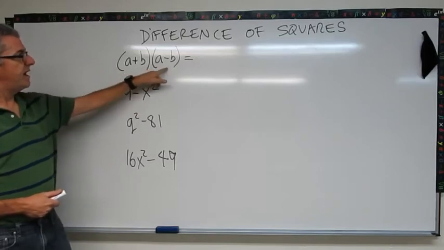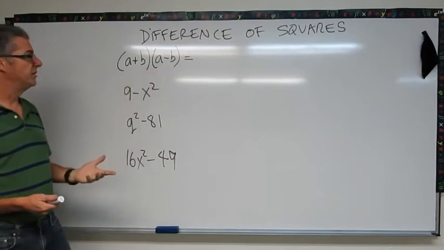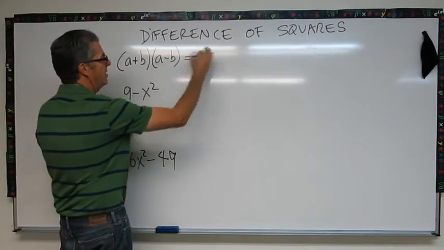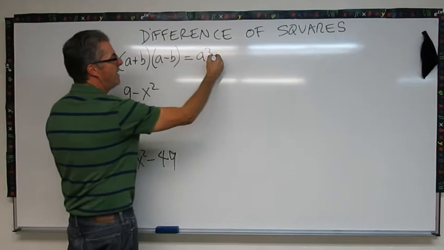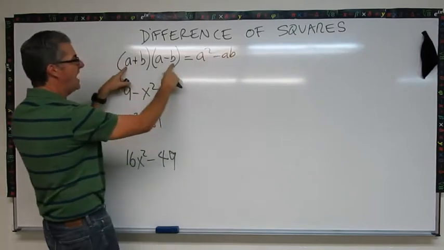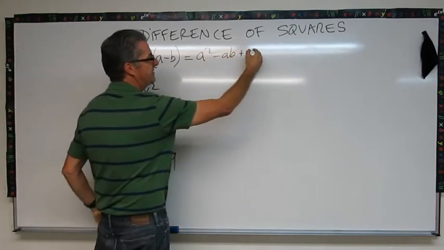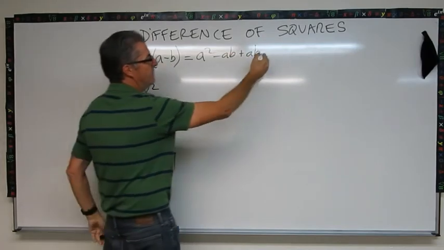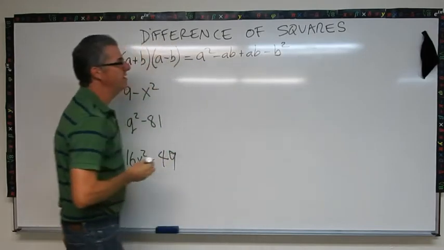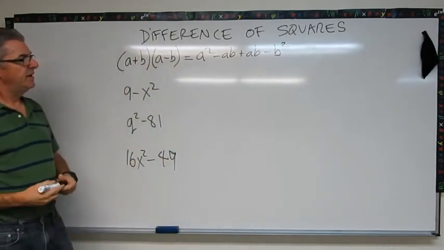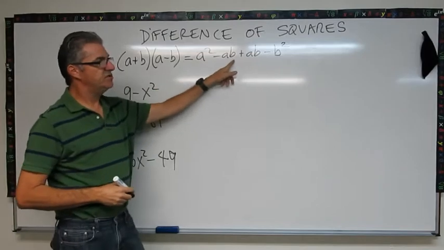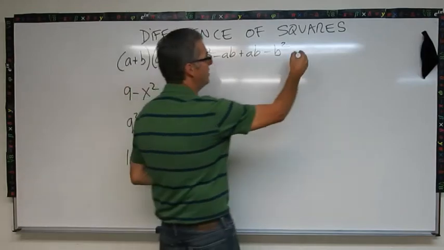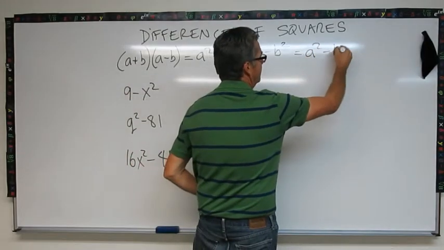So this was the pattern that we found in our expansion unit. What we did is we just foiled something like this, and we got a squared for our first terms, minus ab for our outside terms, plus ab for our inside terms, and then finally minus b squared for our last term. Now, when we did this, we noticed that these two are like terms and they can be combined, which means they go away. So our result was a squared minus b squared.